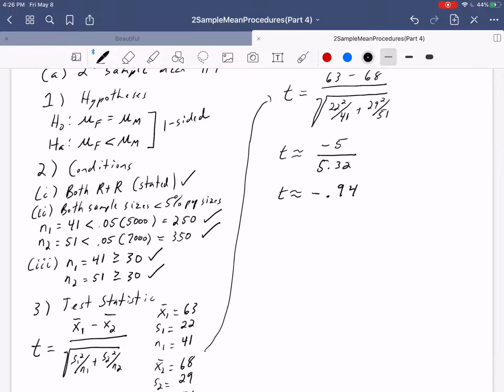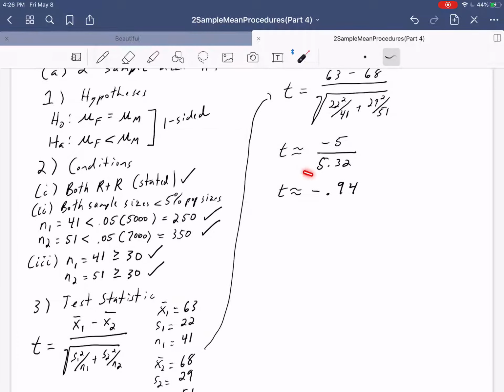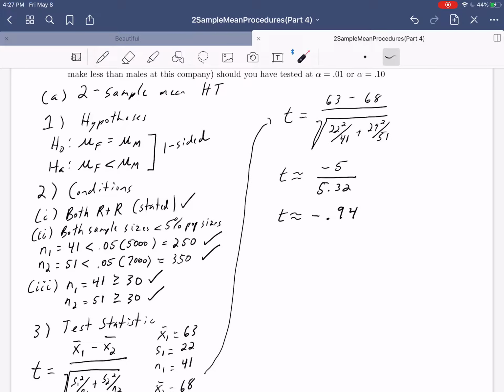Now, just as a quick side note, if you went back and redid this, and you decided to put the male group first, then of course the alternate hypothesis would have been that mu sub m is greater than mu sub f. All of this stuff would have been for sample 1 and all of this stuff for sample 2. And the only difference is that instead of getting t equals negative 0.94, we would have gotten t equals 0.94. So you can see that the order really doesn't matter as long as you stay consistent with it.